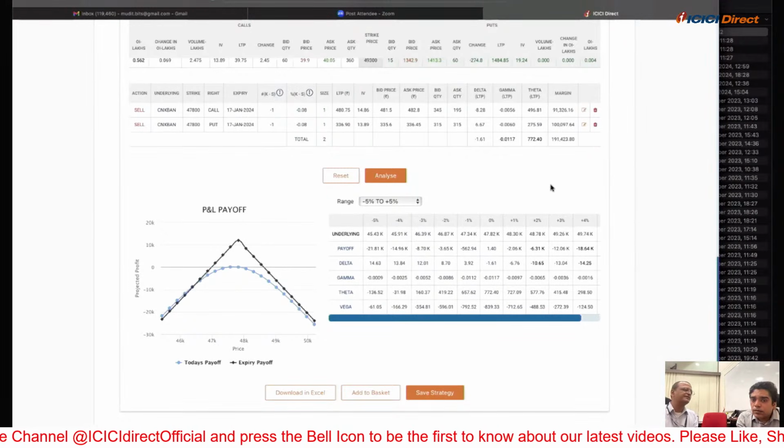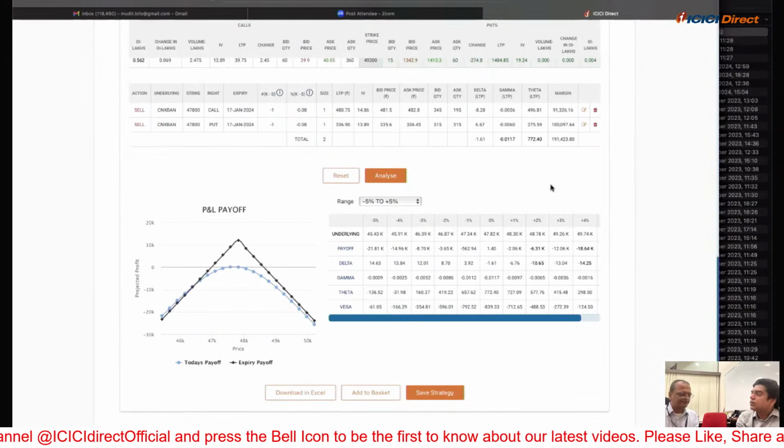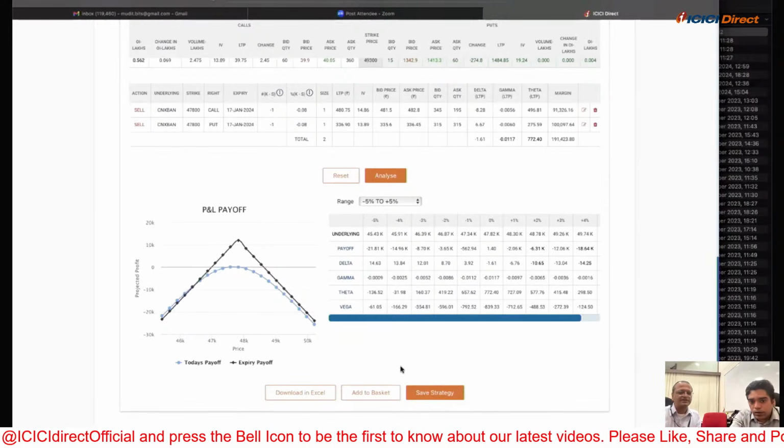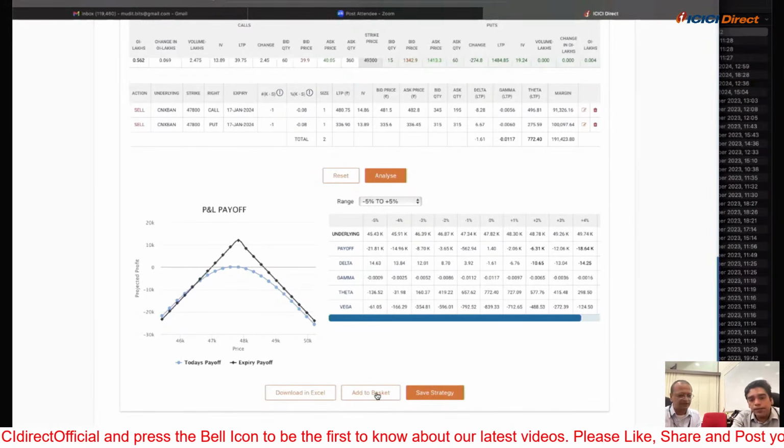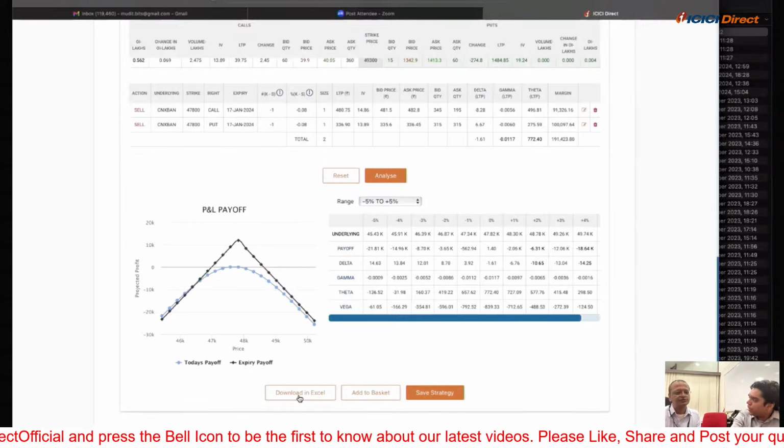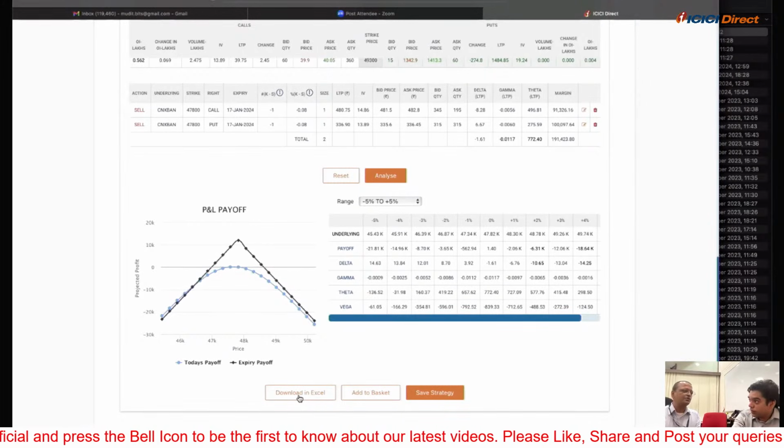Actually, you should get a margin benefit here. The margin requirement will be easier to see when you go into the basket. So let's take the strategy to the basket. Add to basket.